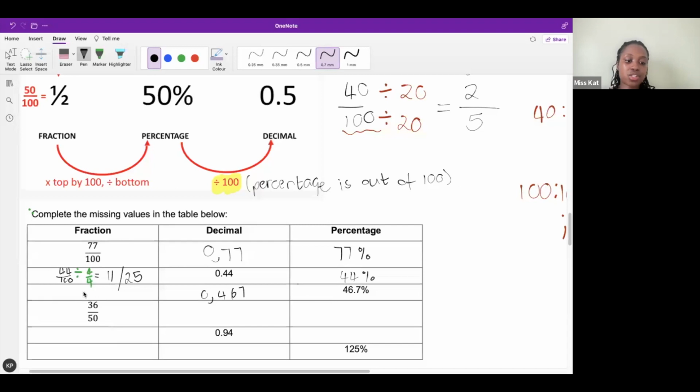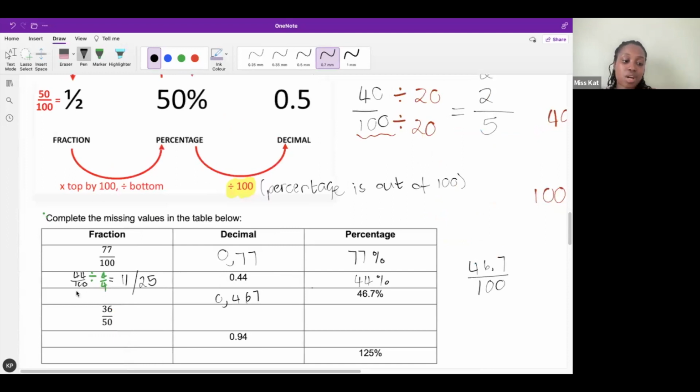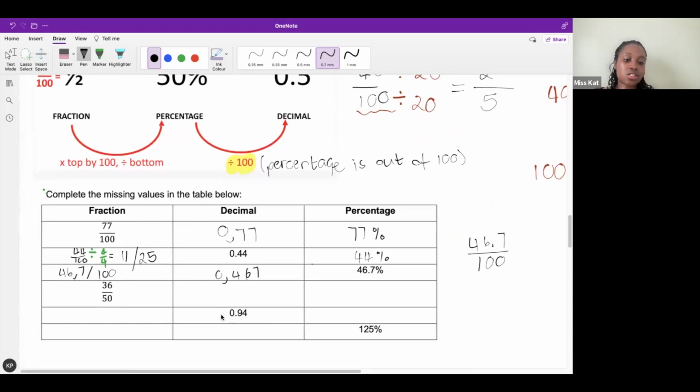And then as a fraction, it will be 46.7. Okay, I'm going to do it on the side and then we'll rewrite the final answer. 46.7 over 100. Is it going to be easy simplifying it with a decimal? It's going to be very difficult to find a common factor with a decimal, right? So just write it as 46.7 over 100.